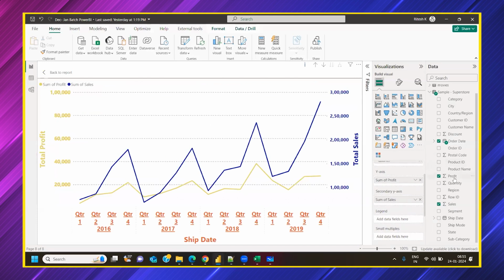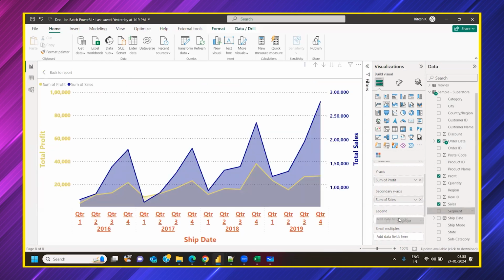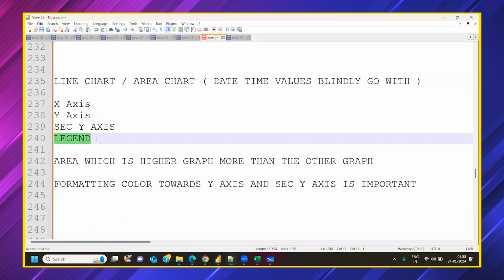Now in case of legend, I want to add, maybe I'll add a segment. See, I'm trying to add a segment, but I'm unable to add. Let me check the area chart. Even legend, I'm unable to add. The reason I've not mentioned legend is that earlier also, I started with secondary x-axis, y-axis, and secondary y-axis. At the end, I might have written legend.